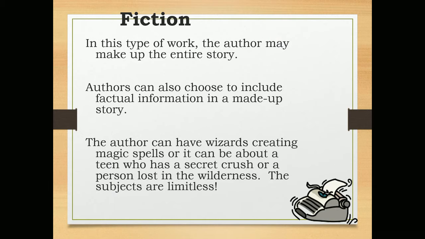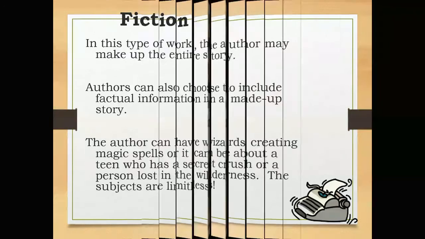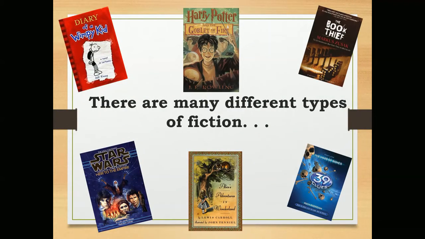Next type, fiction. In this type of work, the author may make up an entire story. The author can also choose to include factual information in a made-up story. The author can have a wizard creating magic spells, or it can be about a teen who has a secret crush, or a person lost in the wilderness. The subjects are unlimited. There are many different types of fiction.